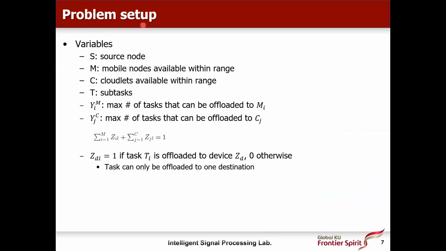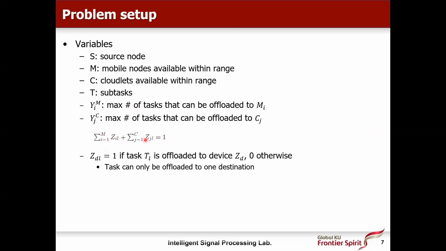So to set up the problem, it starts by defining variables. S is the source node. M represents the mobile nodes available within range. C are the cloudlets available within range. T denotes all the subtasks that the task has been divided into. Y superscript M represents the maximum number of tasks that can be offloaded to a given device. Y superscript C is the maximum number of tasks that can be offloaded to a given cloudlet device.